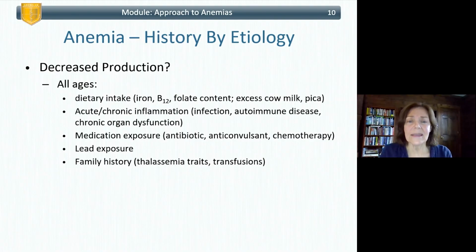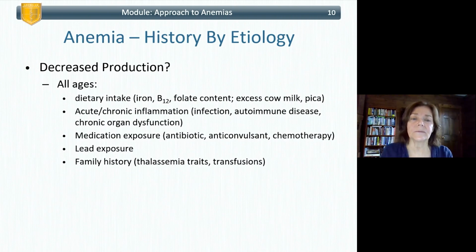And also ask about family history. Are there any anemias? Most families don't know that there was a thalassemia trait in their family. They'll just say, I've always had anemia. Also ask if anybody in the family has ever had any transfusions.